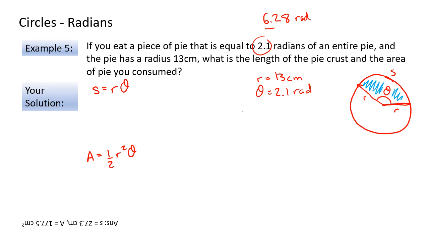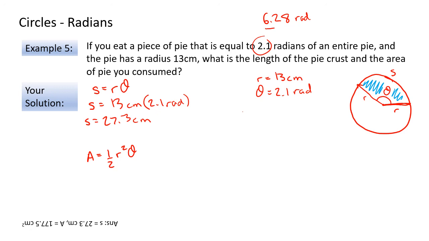First, we have r and theta, so we can calculate the length. S is equal to r, 13 centimeters, times theta, 2.1 radians. Remember, the radians will cancel, and this one will just have an arc length in centimeters. Again, it's because radians is a unitless measure, so keep that in mind when you're doing your questions. If you calculate 13 times 2.1, you get 27.3 centimeters.